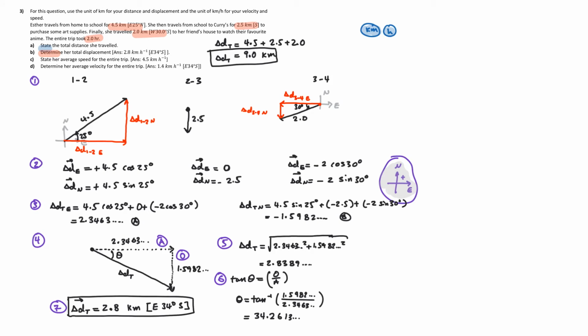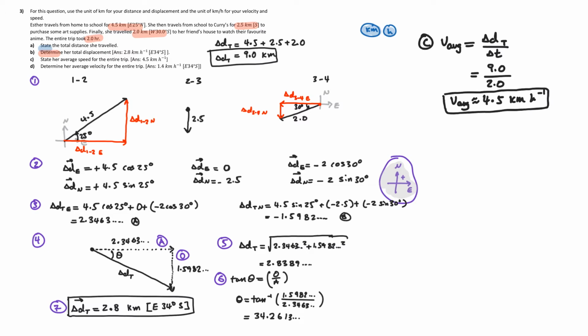Part C says to determine the average speed of the entire trip. So average speed is just equal to the total distance over total time. And the total distance was 9 kilometers, and I'm dividing that by 2.0. So that's just going to be 4.5 kilometers per hour. And that's the speed. Note that for the speed, I don't put the arrow.